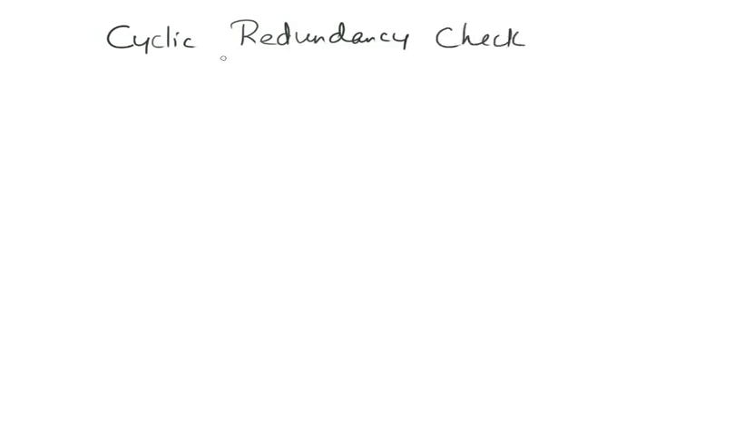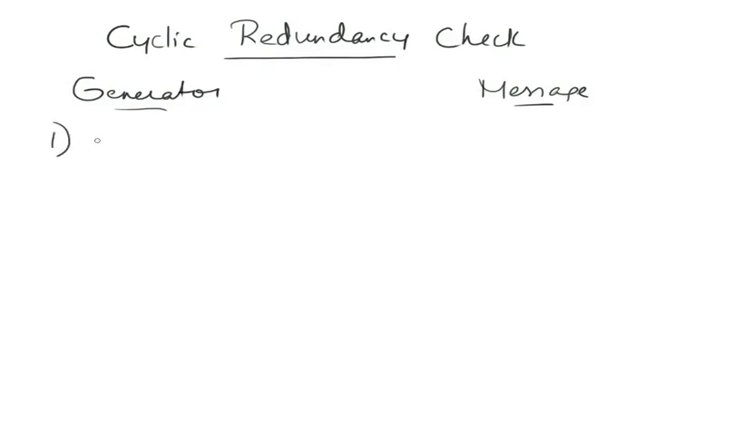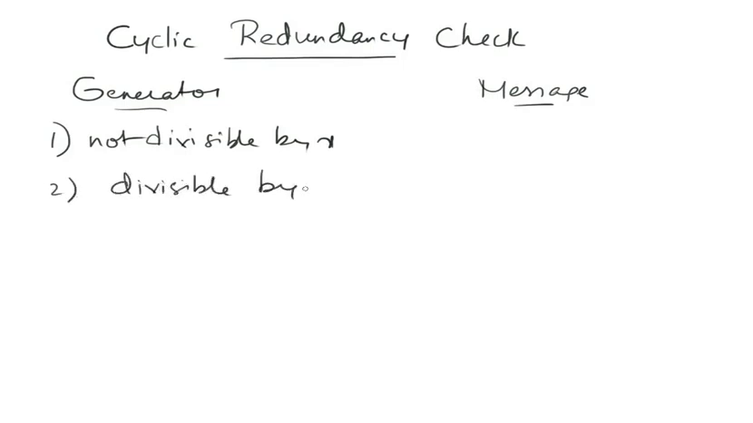So in the previous session, we have seen some of the rules, how to do this method. Here we have two terms. One is the generator polynomial. The second one is the message polynomial, which is to be transmitted. We have some set of rules for the generator polynomial. It should not be divisible by x and it should be divisible by x plus 1. So these are the two rules of the generator polynomial.